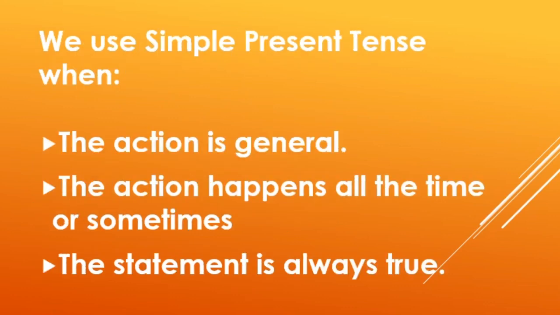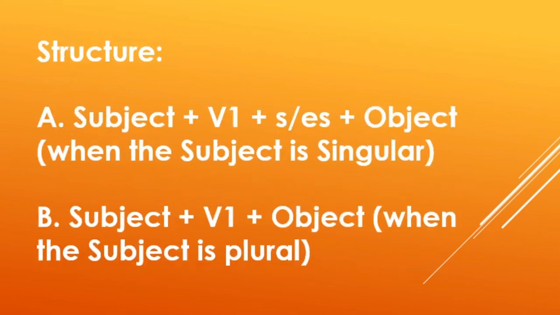We use simple present tense when the action is general. The action happens all the time or sometimes, and the statement is always true. The structure of simple present tense is subject plus V1. V1 means first form of the verb plus S or ES plus object. This structure is used when the subject is singular.